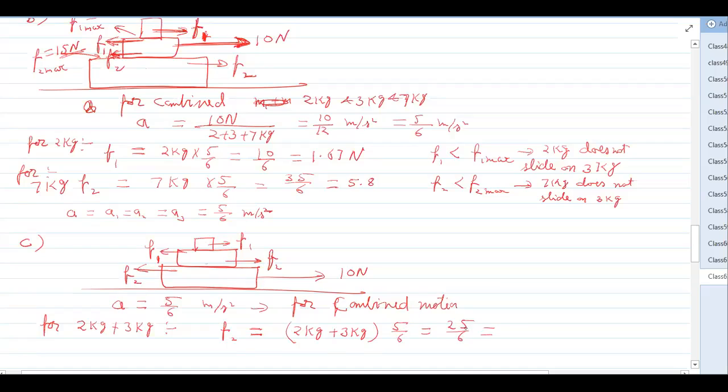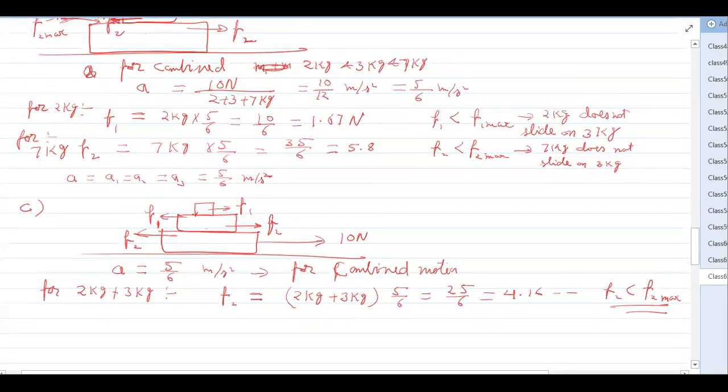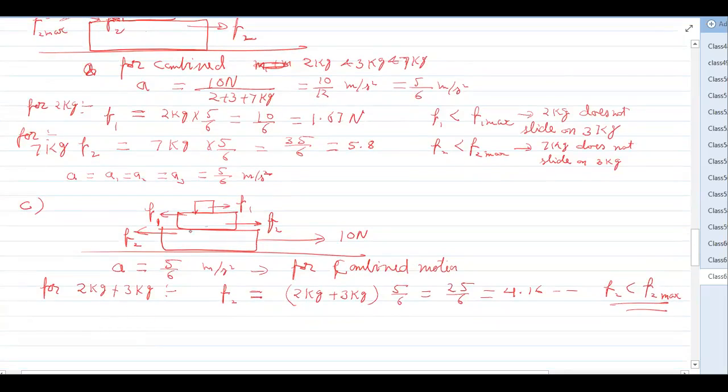So how much is this? 4 point something. So whatever, 4.1, 4.16, whatever we get. So F2 is less than F2 max. So if it is less than, these two will move together. So there will be no sliding at this surface, no sliding at the 3 kg and 7 kg interface.